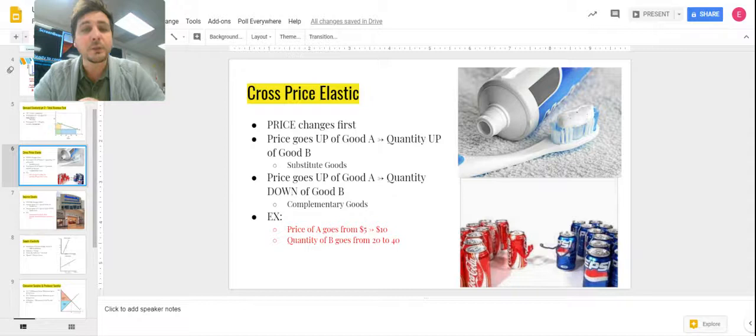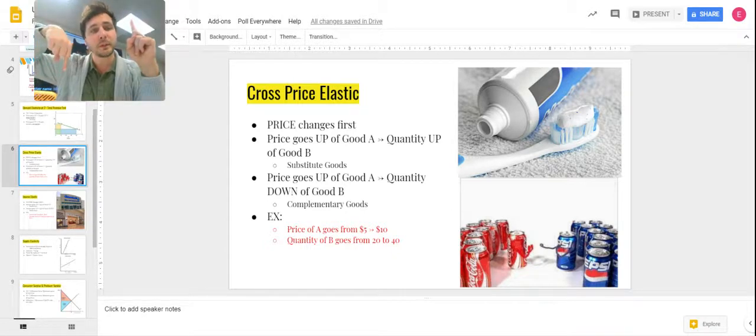What about complementary goods? Sorry. So let's say we have toothpaste and toothbrush. If the price of a toothbrush went up, what's going to happen to the quantity of toothpaste that you demand? Well, the price went up, so I'm going to demand fewer toothbrushes as a result, right? That's the law of demand. So I demand fewer toothbrushes. Well, what's going to happen to the amount of toothpaste I buy? If I'm buying fewer toothbrushes, I'm going to buy fewer tubes of toothpaste, right? So price went up, but the amount of toothpaste I bought went down. We're moving in opposite directions.